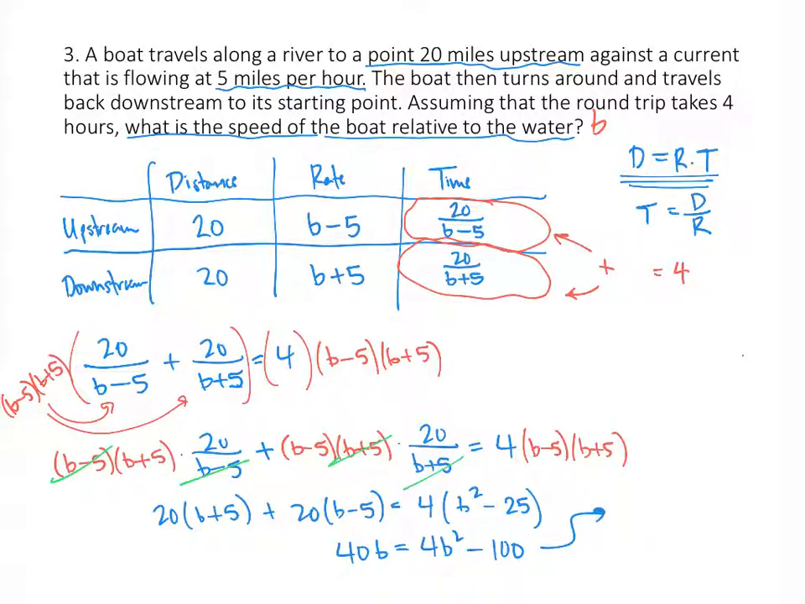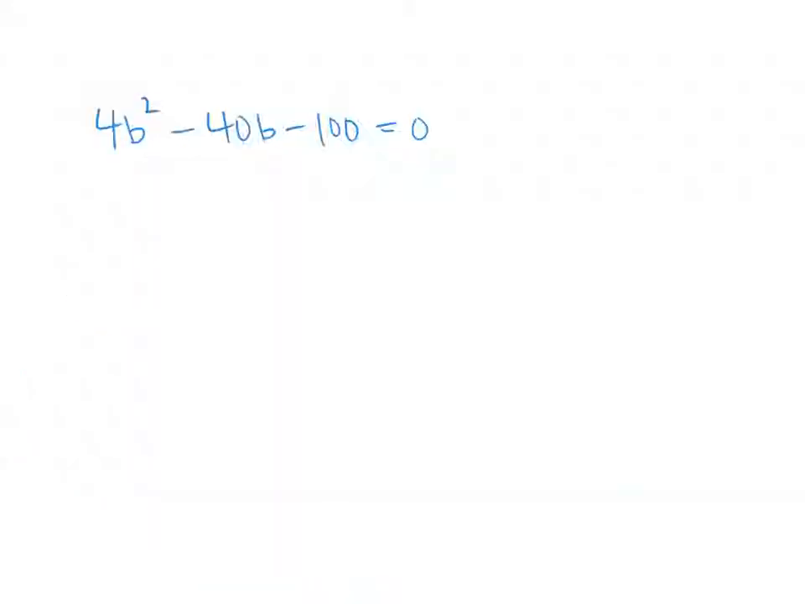Now we've got a quadratic equation, and remember we want to usually move everything over to one side. So we get 4b squared minus 40b minus 100. And that's what we need to now solve. Now, in approaching this equation, we might think to immediately jump to the quadratic formula. We see that the coefficient of b squared is not 1, and so we might just use the quadratic formula. And there's nothing wrong with that.